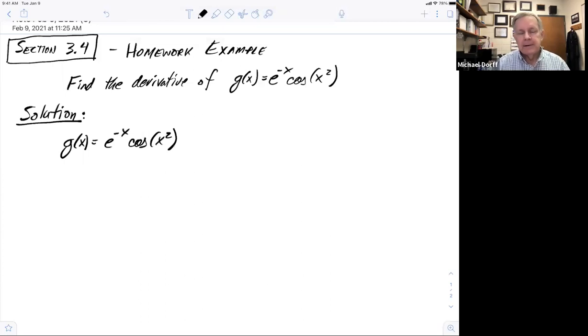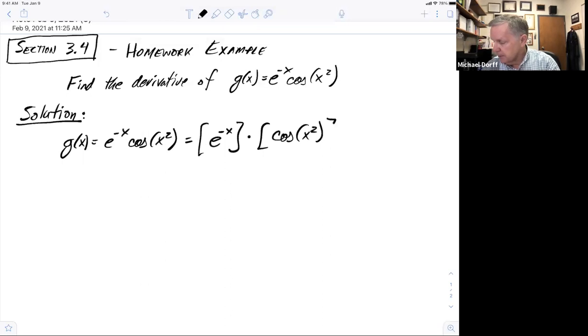The first thing I see when I look at this problem is not only is it a chain rule, because we're in section 3.4 and we are talking about chain rule problems, but this is also a product rule, because what I have here is this function e to the negative x times this function cosine of x squared. So I first have to do the product rule when I take the derivative.